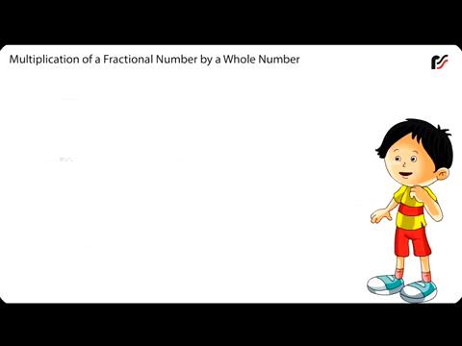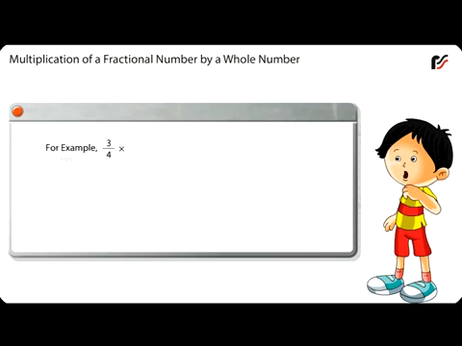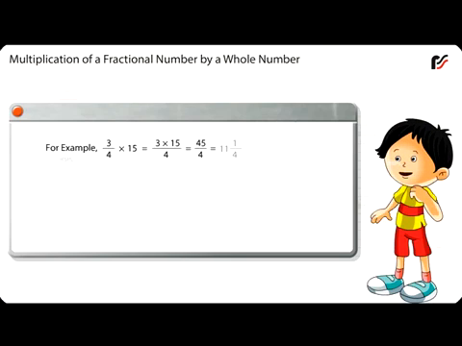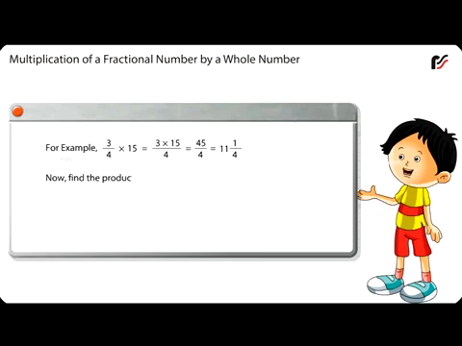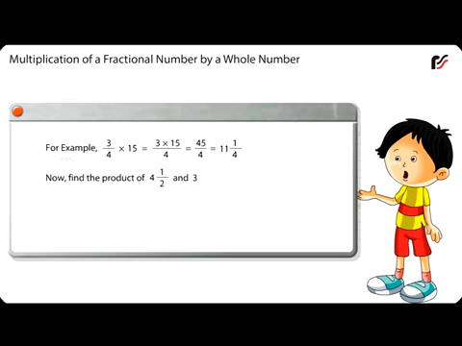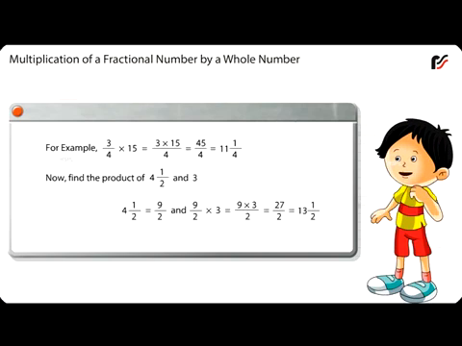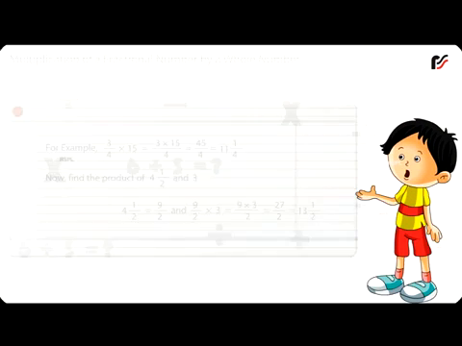number. For example, 3 by 4 multiplied by 15 is equal to 3 multiplied by 15 by 4 is equal to 45 by 4 is equal to 11 1 by 4. Now, find the product of 4 1 by 2 and 3. 4 1 by 2 is equal to 9 by 2 and 9 by 2 multiplied by 3 is equal to 9 multiplied by 3 whole divided by 2 is equal to 27 by 2 is equal to 13 1 by 2.